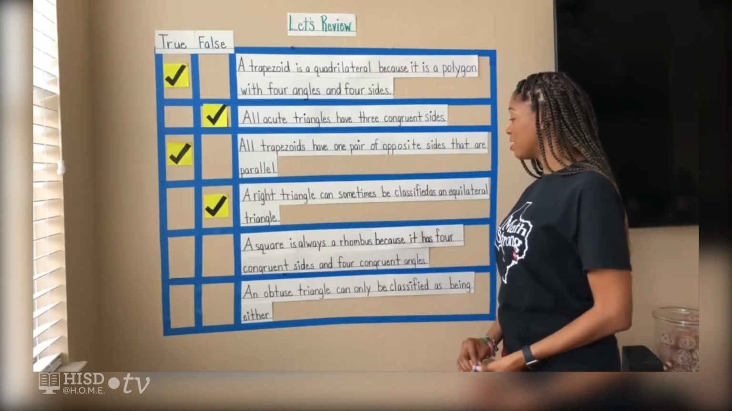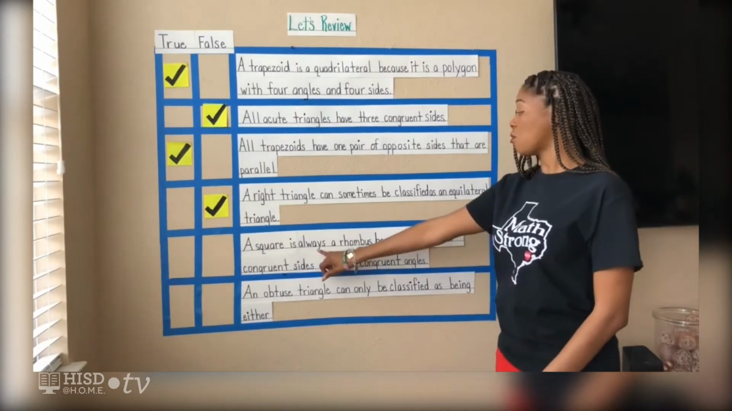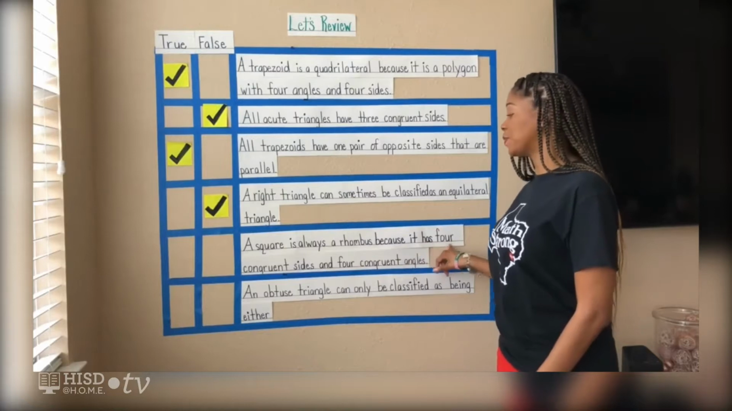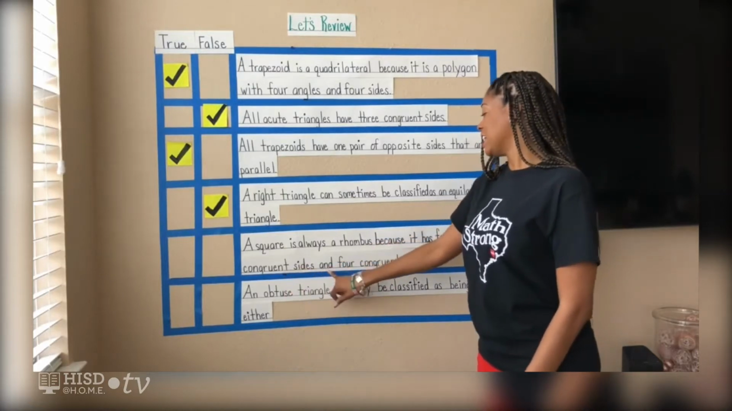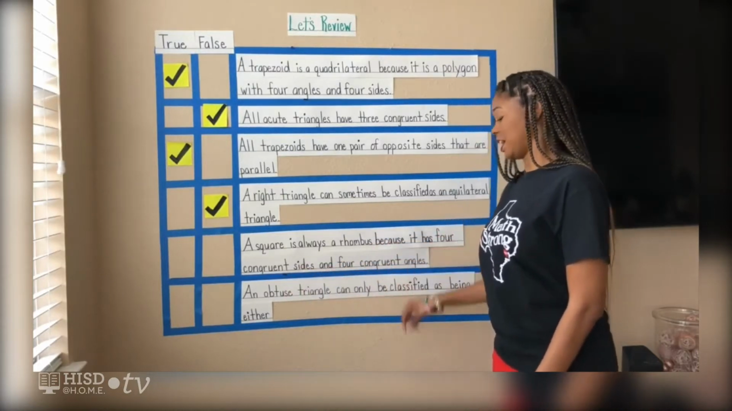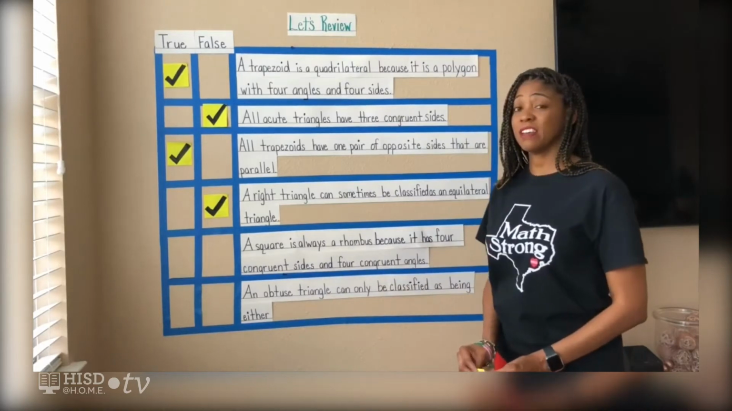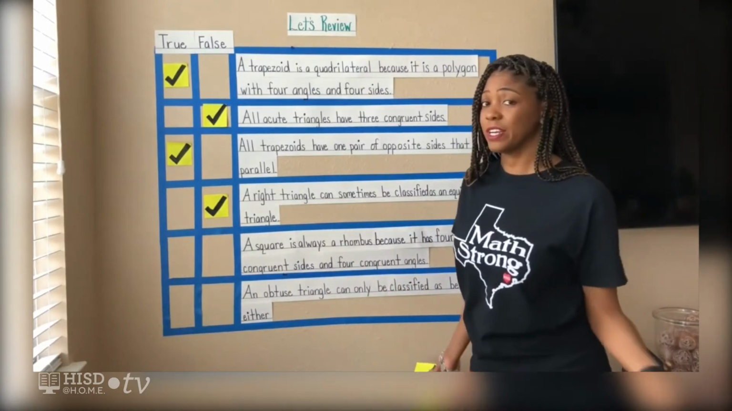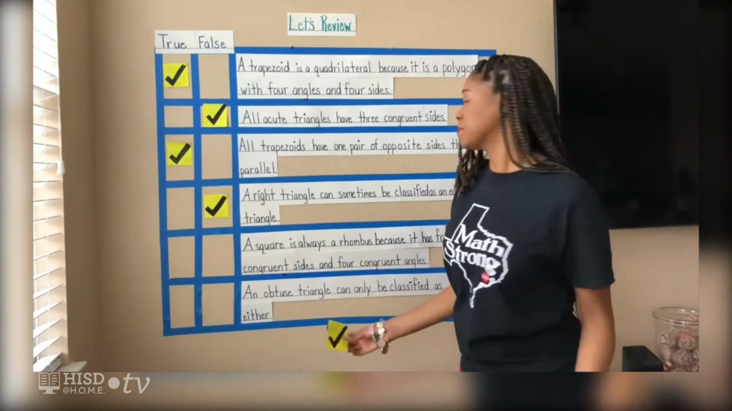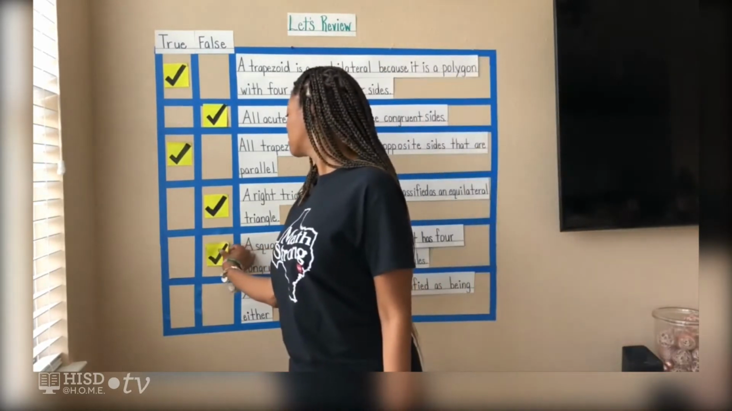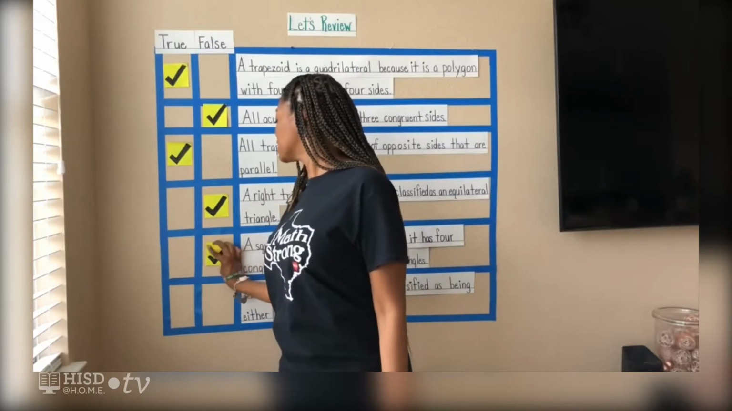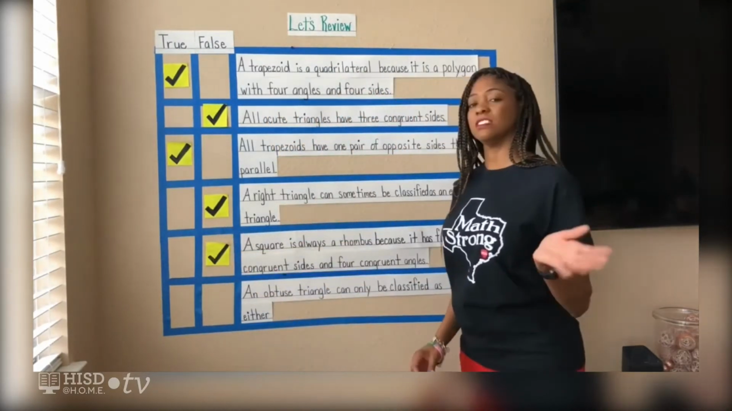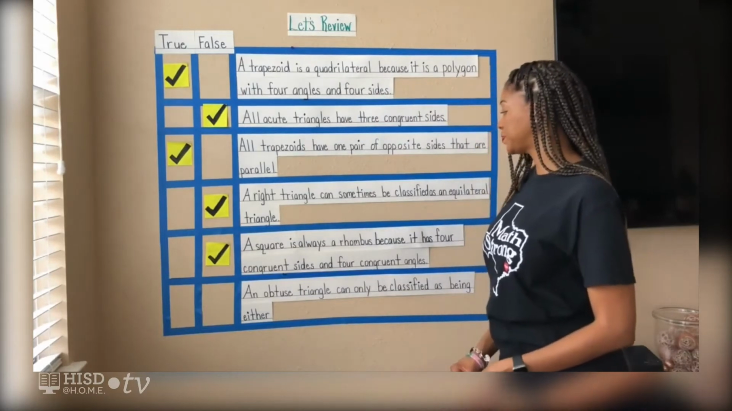The fifth statement, let's talk about it. A square is always a rhombus because it has 4 congruent sides and 4 congruent angles. I'm gonna say false. We know that's a square, but that doesn't mean it's a rhombus. So let's say false. Just because they threw the word rhombus in, and the word rhombus kind of confused us a little bit.